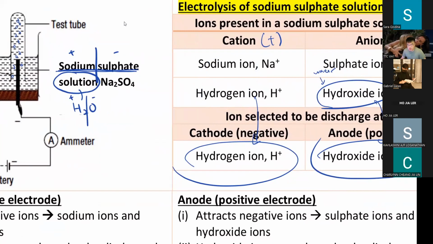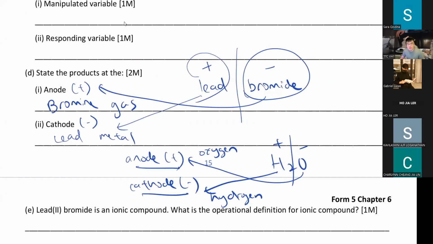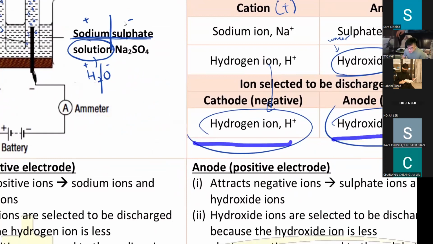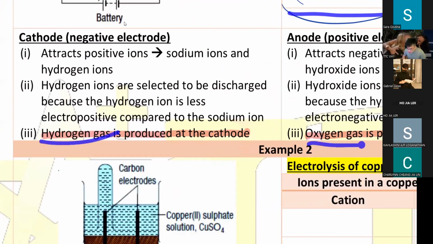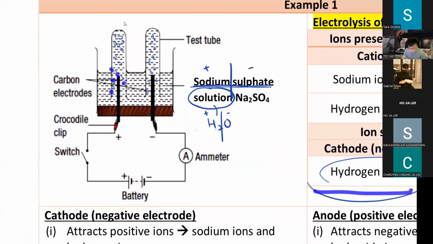Would they form bubbles? Which one? You mean this one? This one has no bubble because lead is a metal. Bromine is a liquid or gas, maybe you get bubbles. This one you see bubbles, yes. Hydrogen and hydroxide, which is hydrogen and oxygen, you will see bubbles here.